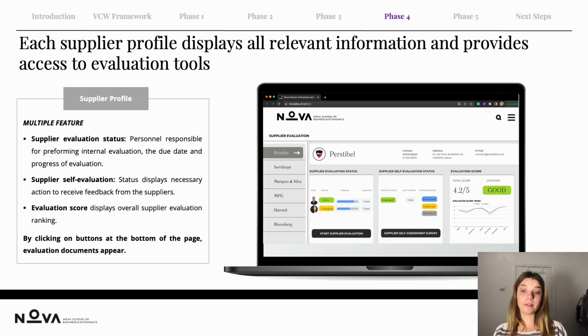The supplier self-evaluation status should report on similar variables. It should first state whether the self-assessment form has already been emailed to the supplier, when the deadline was, and whether the supplier has already submitted the answer, or if the email should be sent again, or if the evaluator should follow up in some other way. And lastly, the evaluation score part should present a brief summary of the evaluation results, including the evaluation scores through various evaluation periods to quickly see the trend in the evaluations performed.